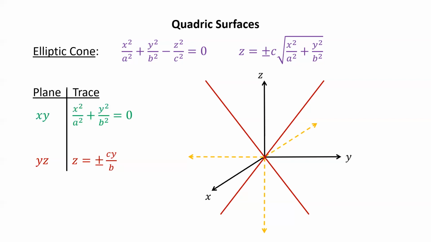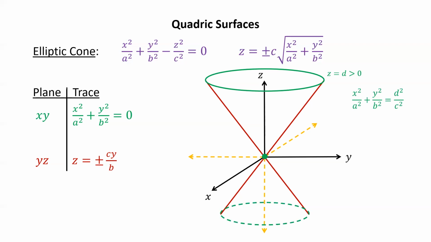For the xy trace, if we set z equal to 0, we get x squared over a squared plus y squared over b squared equals 0. This is just the origin. Just to look at some traces parallel to the xy plane, if we set z equal to some positive number d, then we get x squared over a squared plus y squared over b squared equals d squared over c squared by bringing that last term over to the right. And we see that we have an ellipse.